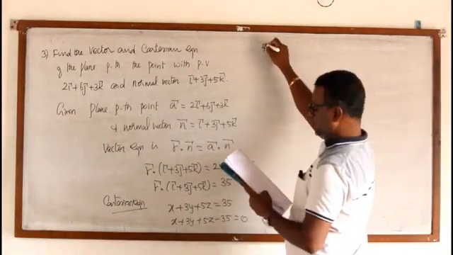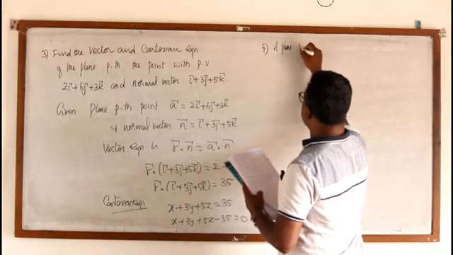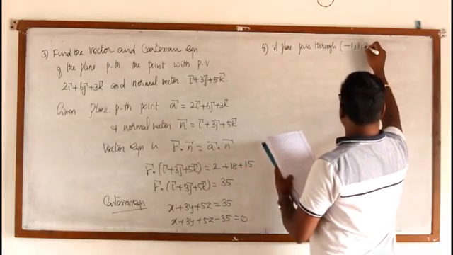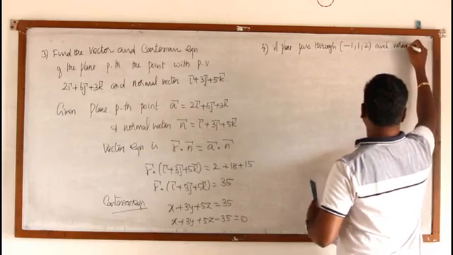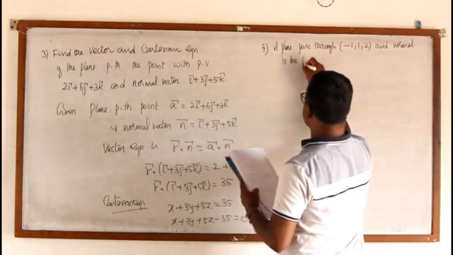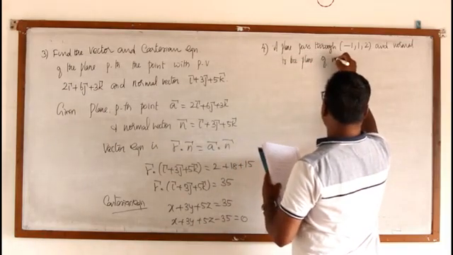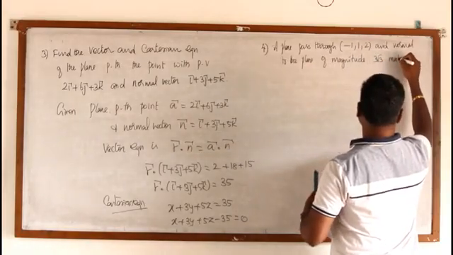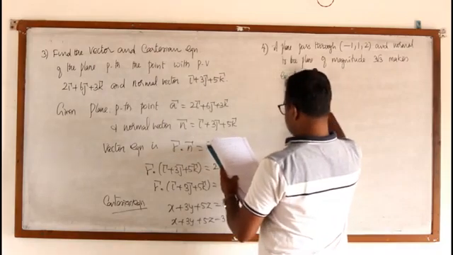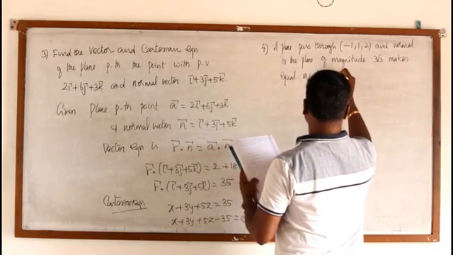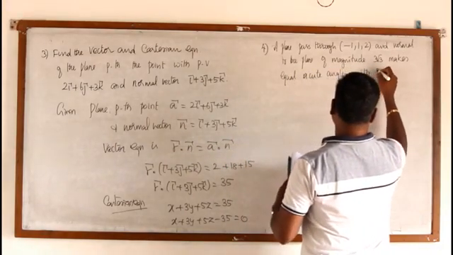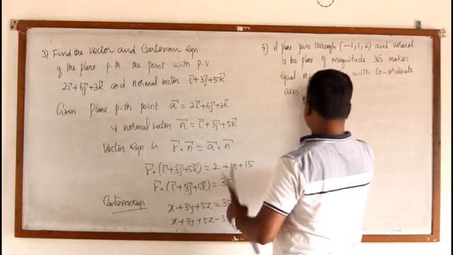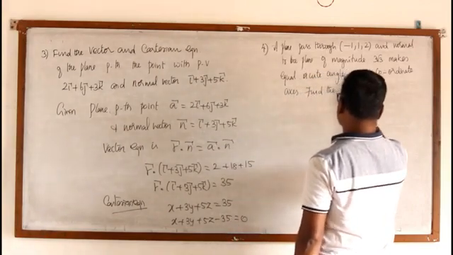Now problem number 4. A plane passes through minus 1, 1, 2 and the normal to the plane of magnitude 3 root 3 makes equal acute angles with the coordinate axes. Then find the equation of the plane.